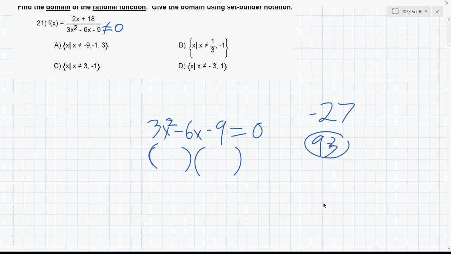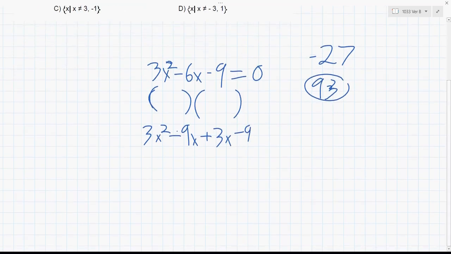9 and 3 would be our numbers, which means that we're going to end up with 3x squared minus 9x plus 3x minus 9, and we can then factor by grouping. What's the common thing I can pull out of this?